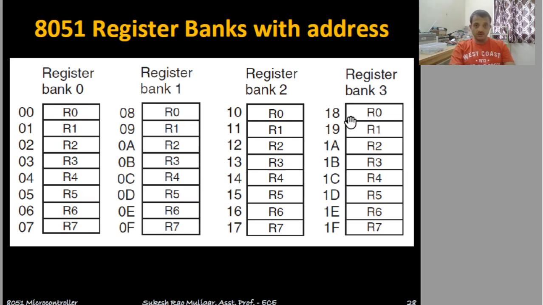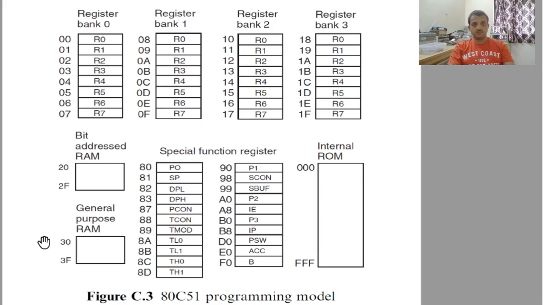By default, the value of this bank register is 00, hence whatever we do with R0 to R7 will reflect in the first locations, that is 00 to 07. That is the default state. So this is how the bank registers are organized.